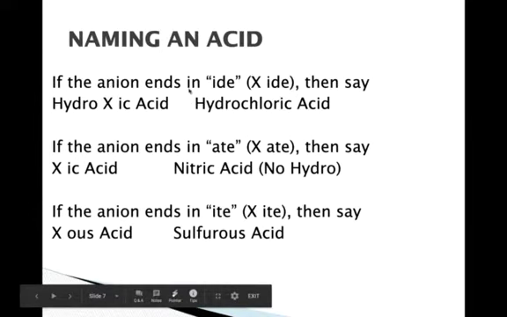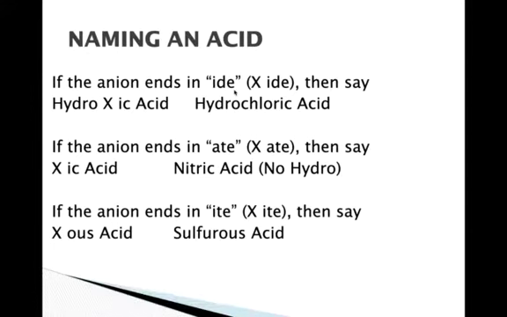So if your anion ends in "ide," for example, if we had HCl, you may have written that out as hydrogen chloride. You put hydro in front of the anion name here, and then replace the "ide" ending with "ic," so you get hydrochloric acid. Same for these 2 rules.